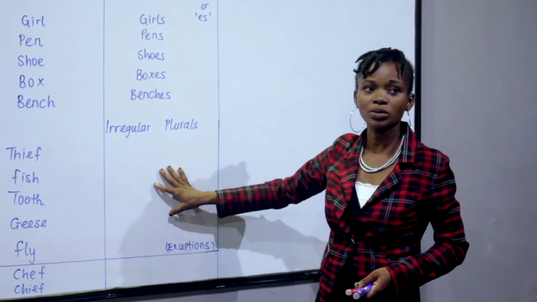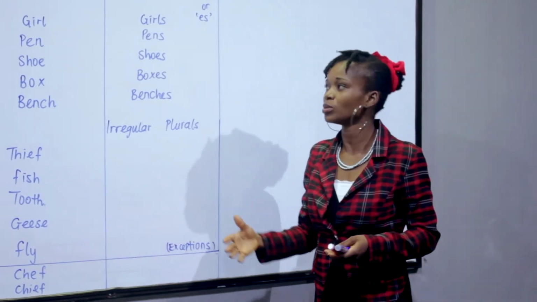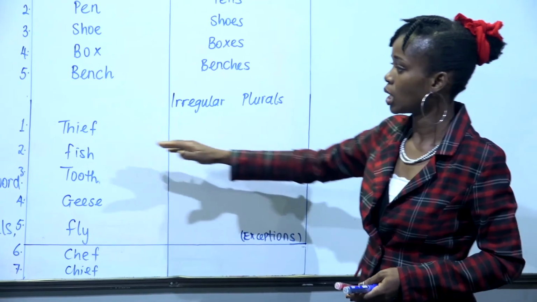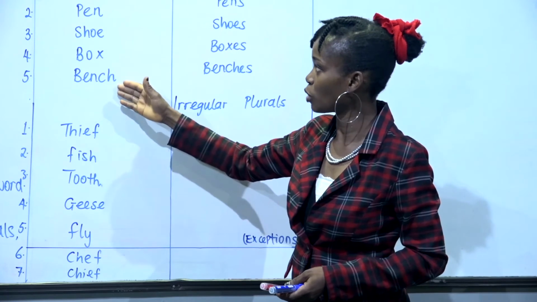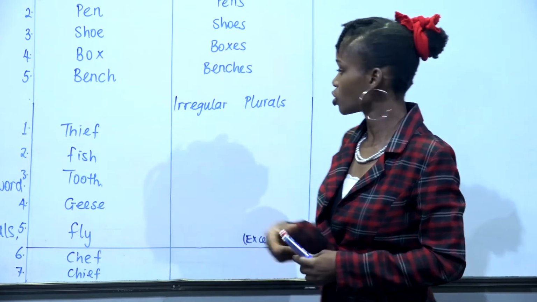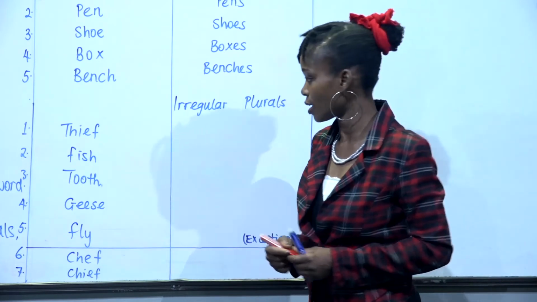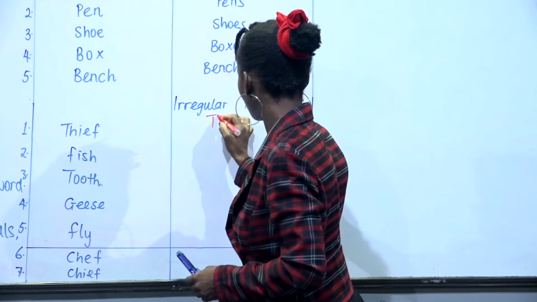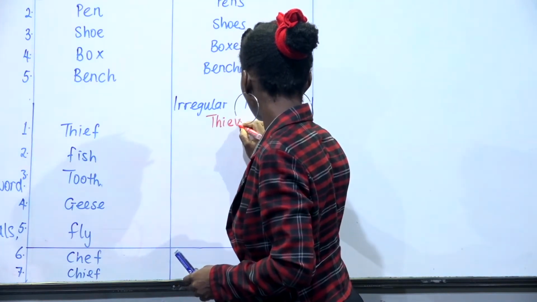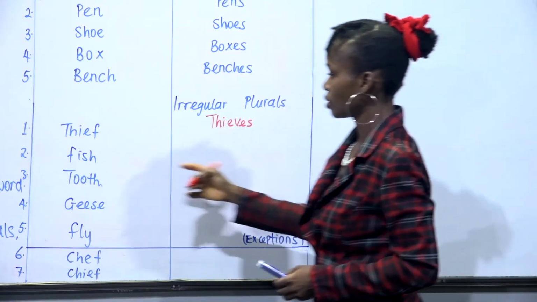Then we move on to the irregular plural nouns. They don't follow the norm. They are different from just following the regular noun. So we call them irregular plurals. Like thief. Usually if we have to follow the regular nouns, we add s to it. That would be wrong. So what we do is change the f to v, and then we add es. So we have thief, thieves.